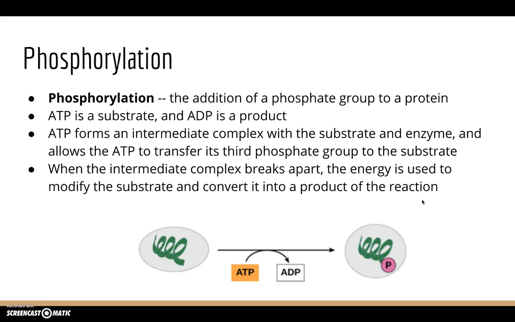The process of adding a phosphate to a protein is known as phosphorylation. In phosphorylation with ATP, ATP is the substrate and ADP is a product. In this process, ATP forms an intermediate complex with the substrate and enzyme in the reaction. This intermediate structure allows the ATP to transfer its third phosphate group to the substrate. When the intermediate complex breaks apart, the energy is used to modify the substrate and convert it into a product of the reaction. The ADP molecule and a free phosphate ion are released back into the medium and are available for recycling through cell metabolism.